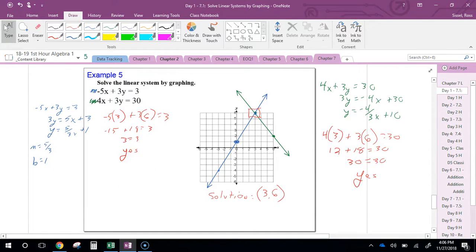Same thing on both of these. Solve the equation for y equals mx plus b. Graph. When I found where they intersect, that's my solution. And then I check to see if it's correct.